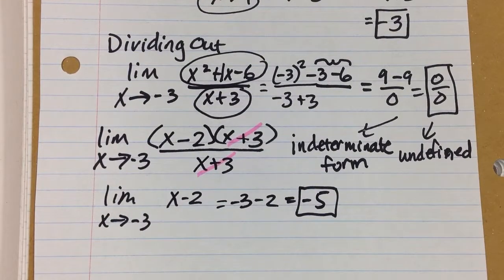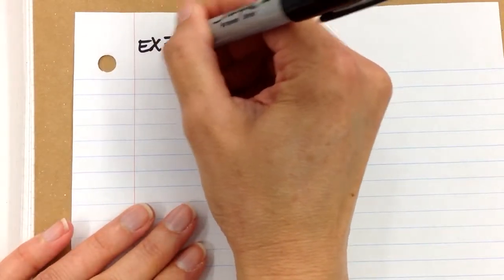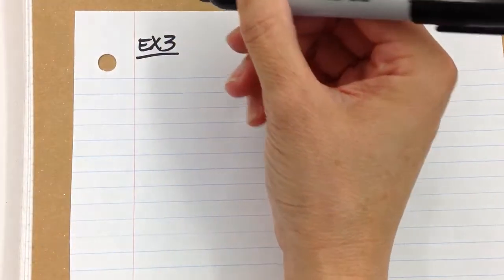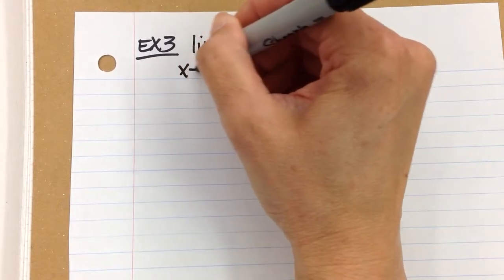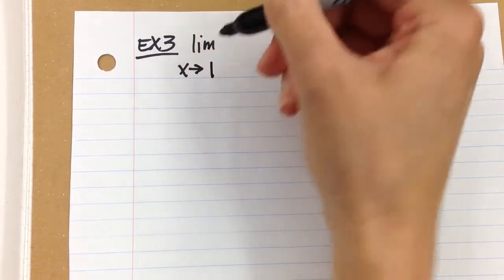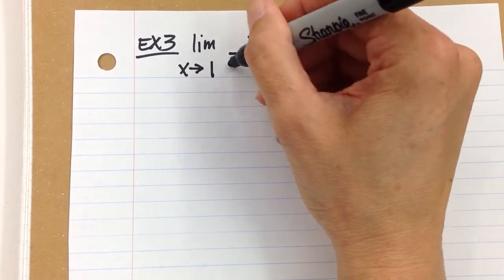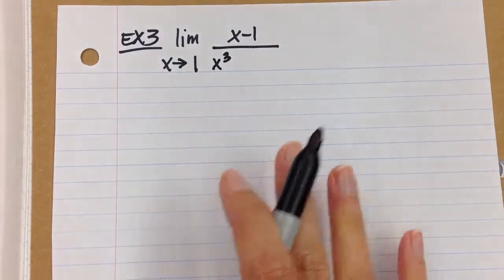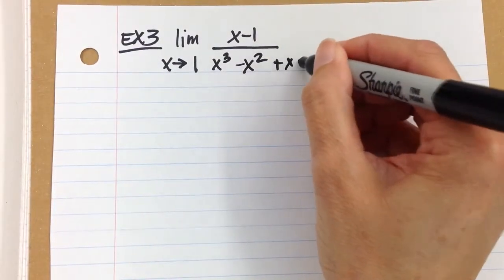So let's go on to the next example on page 818, example 3 here. Got a piece of paper. And this one says find the following limits. The limit as x approaches 1 of x minus 1 all over x cubed minus x squared plus x minus 1.